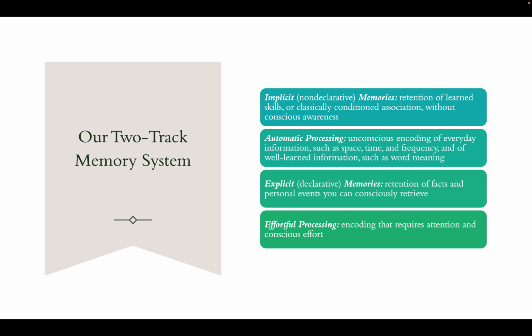When it comes to memories, there are implicit memories and there are explicit memories, and with that, it has the two-track processing. So the automatic processing and the effortful processing. Implicit memories can also be called non-declarative memories. This is retention of learned skills or classically conditioned associations without conscious awareness. So implicit memories are learned skills, things that we are classically conditioned to do, and there is no conscious awareness to implicit memories. Automatic processing is the unconscious encoding of everyday information, such as space, time, and frequency, and of well-learned information, such as word meaning. Implicit memories are formed through automatic processing, and they bypass the conscious encoding process.